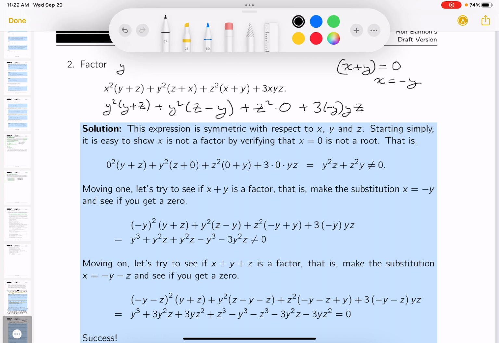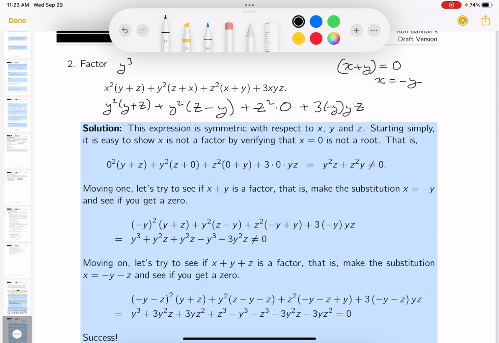I'll write this up here. Plus y squared z. Let's keep going. Next one's going to be plus y squared z. And then minus y cubed. That next term is 0. I'm just going term by term. And then when you get minus 3 y squared z. All right, let's see what we got over here.